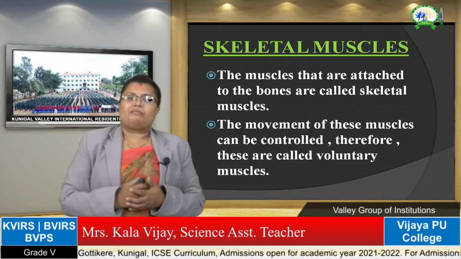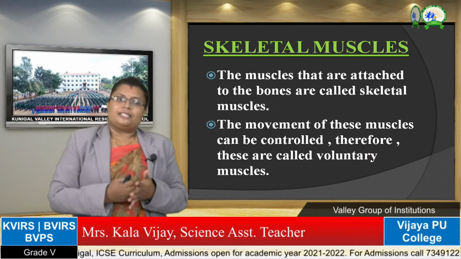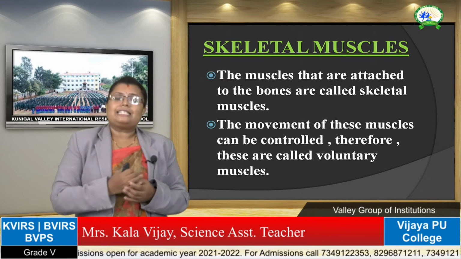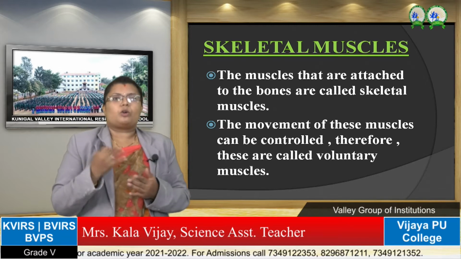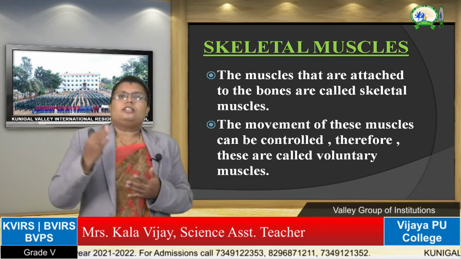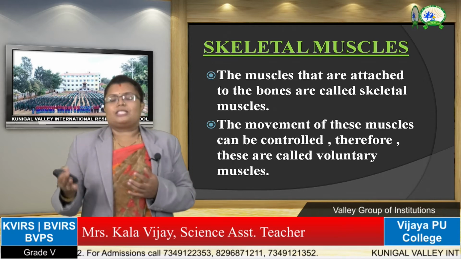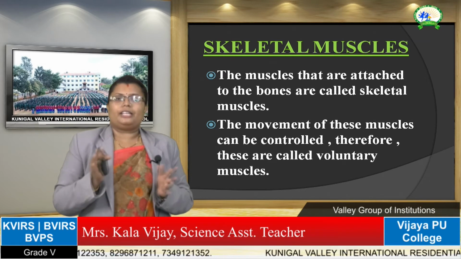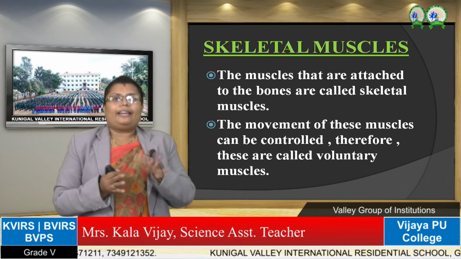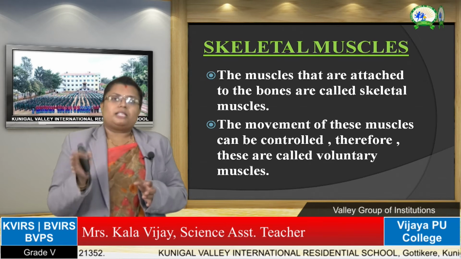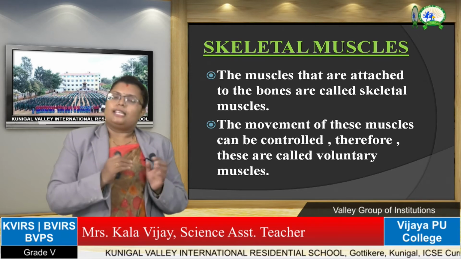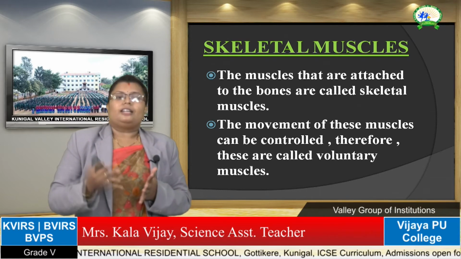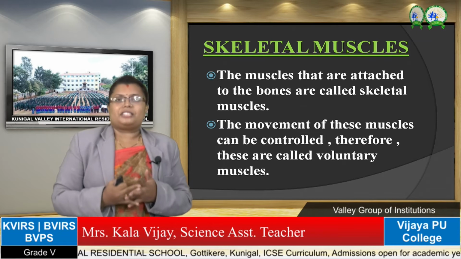The first type of muscle is skeletal muscles. The muscles which are attached to the bones are called skeletal muscles. You have learned what the skeleton is, right? The skeletal system you have already known in detail. So skeletal muscles are nothing but the muscles which are attached to the bones. The movement of these muscles can be controlled, therefore these are called voluntary muscles.